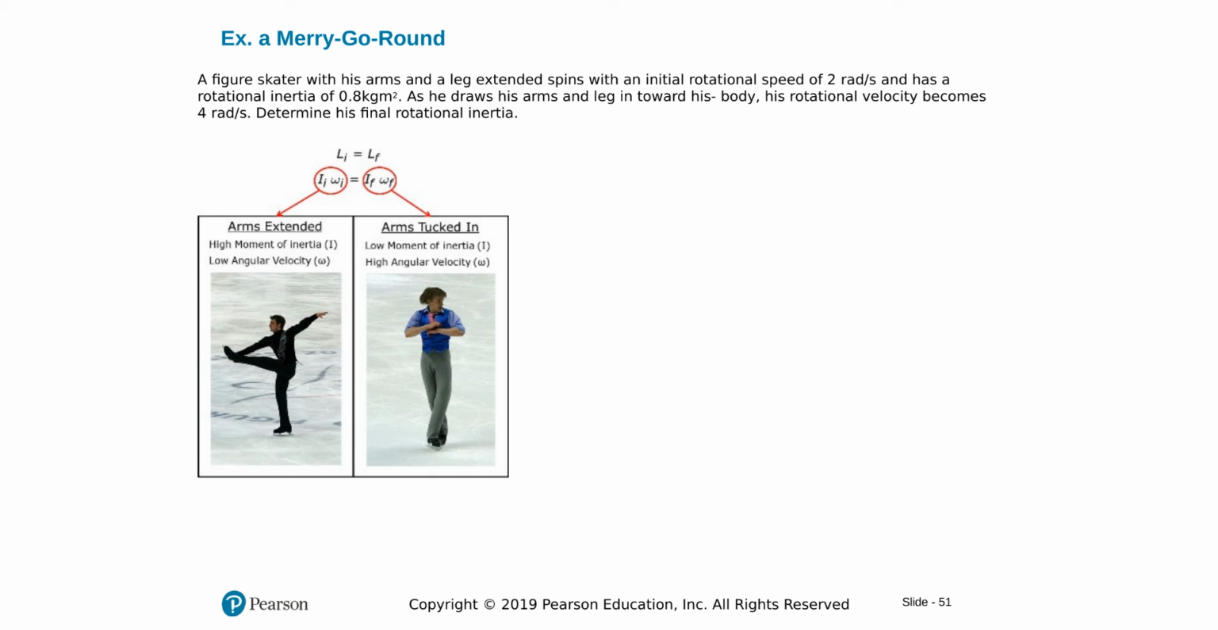A figure skater with his arms and legs expanded spins with an initial rotational speed of 2 radian per second. So rotational speed, we use omega to represent. Omega initial here is 2 rad per second, and he has a rotational inertia of 0.8 kilogram meter squared. So the initial rotational inertia or moment of inertia is 0.8 kilogram meter squared.